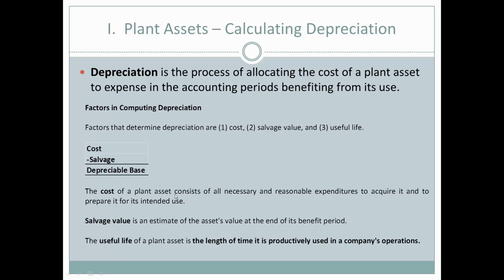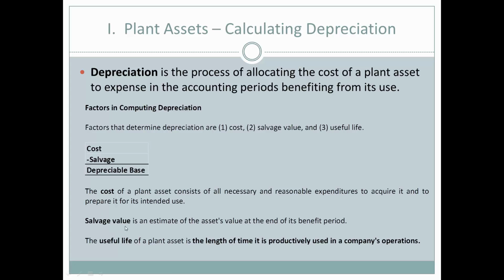The cost of a plant asset consists of all the necessary and reasonable expenditures to acquire it and to prepare it for its intended use. There are many examples in your textbook of the types of costs that would surround the different types of assets that you would purchase. And since most of us aren't often involved in purchasing large assets, it would be a good idea to take your textbook and look at the types of costs that typically surround the different types of assets a company could purchase. But we're just going to talk about things in general in this YouTube video.